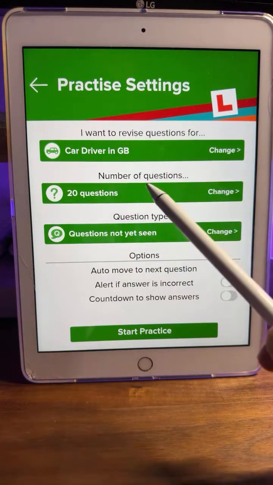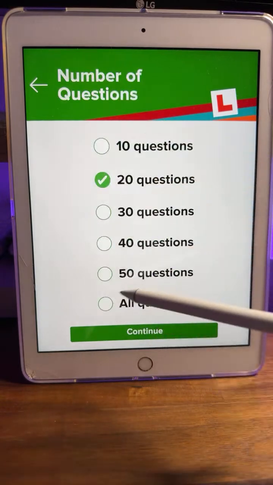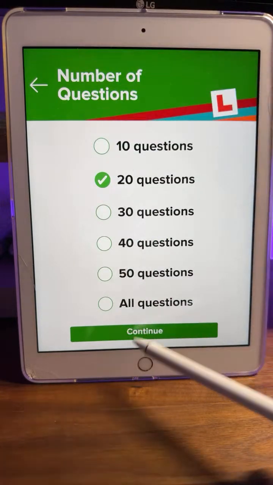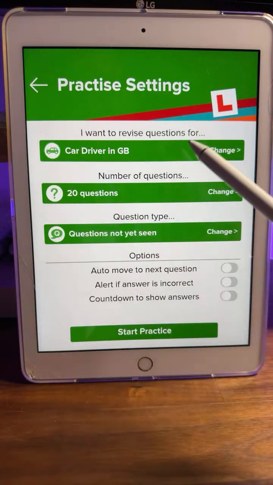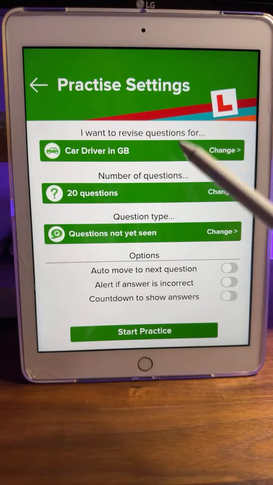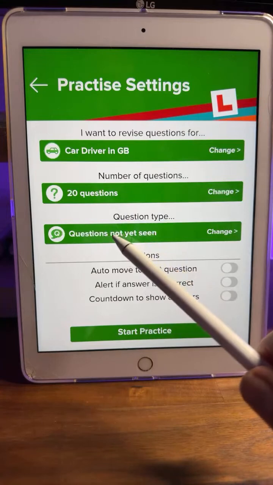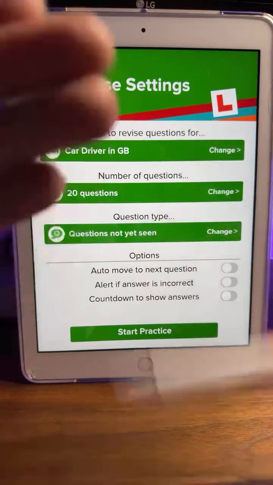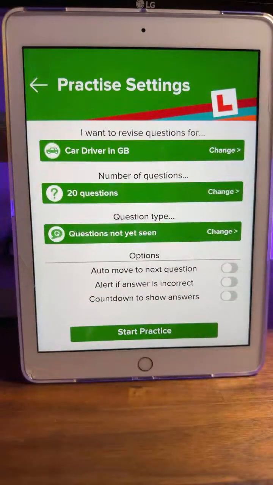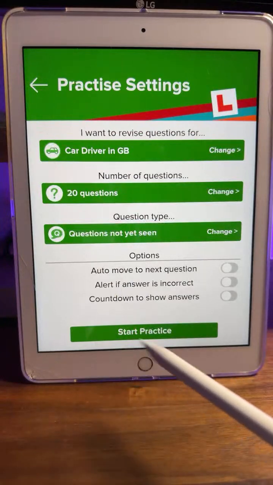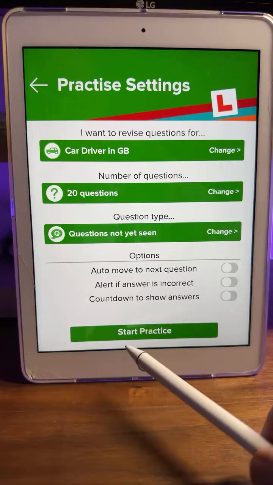Okay, right. So on here, you can go for 10, 20, 30, 40, 50 questions. We're going to go for 20 questions, and that's going to be good. We're going to go for car driver in Great Britain, and we're going to go for questions not seen yet. That gives you a bit of variety from the other videos that we've done as well. Okay, so let's start this off.